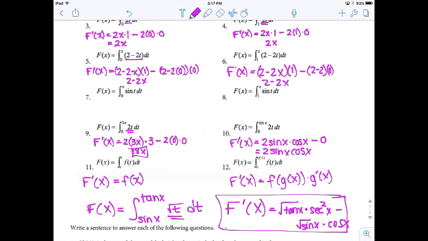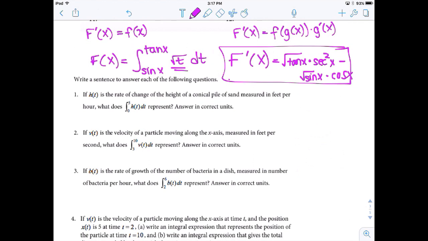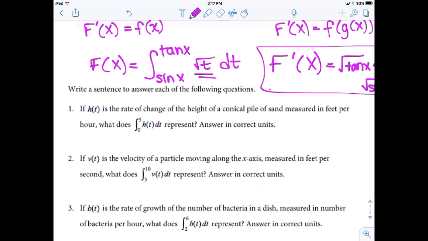Now, here's the next thing we want to remember: derivatives and integrals have this inverse relationship, right? So we're going to start looking at what these things represent. h is the rate of change of the height of a conical pile of sand measured in feet per hour. Units are a pretty dead giveaway here, and h is already a rate. So in your mind, think this is already a derivative, right? It's already a rate. Now, what does the integral from 0 to 5 of h of t represent?